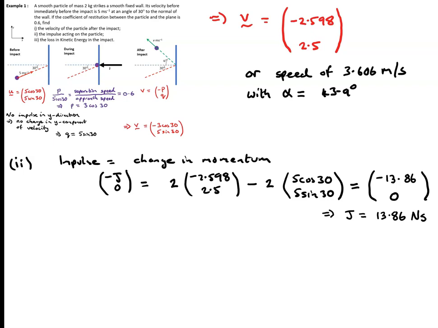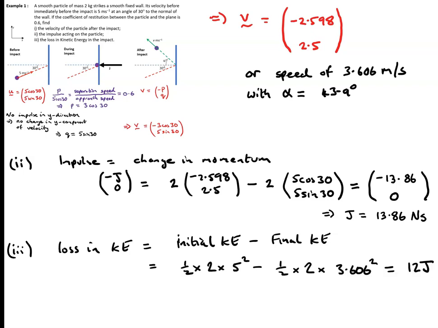And then we've also got the loss in kinetic energy to calculate. Well, that's the initial kinetic energy minus the final kinetic energy, if we're finding a loss in kinetic energy. The initial kinetic energy is a half times 2 times 5 squared, because we know the initial speed is 5. The final kinetic energy is a half times 2 times 3.606 squared. And if we calculate that, we end up with a loss in kinetic energy of 12 joules.